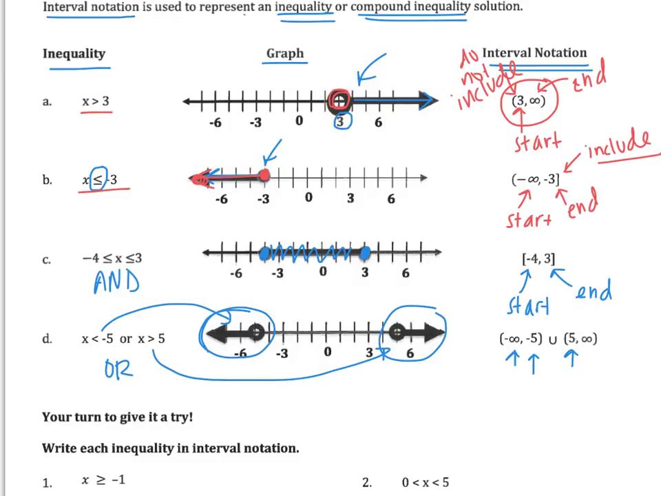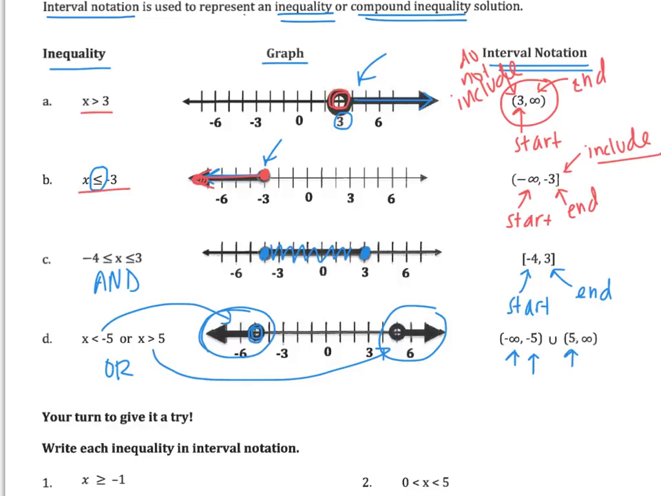Now, if you cannot remember which order or where the infinity goes, because that sometimes confuses students, does it go in the beginning, does it go in the end? Start by placing the value you know. So for the left, we know that we end at negative 5. So place that, and then you'll have the infinity. Now, there's not always going to be an infinity. If you look at C, there's no infinity, and that's because we have a defined starting and ending point.